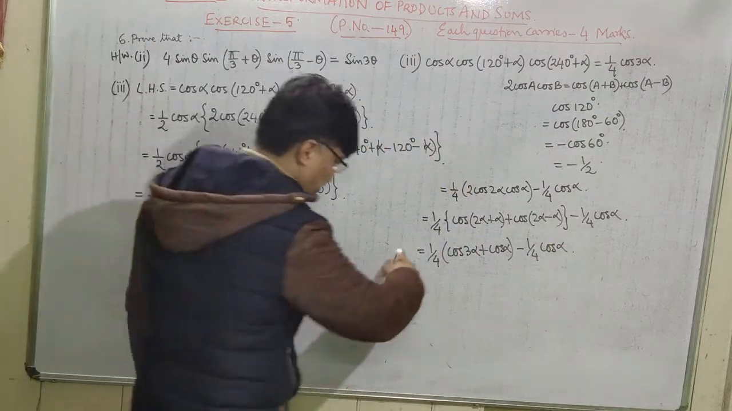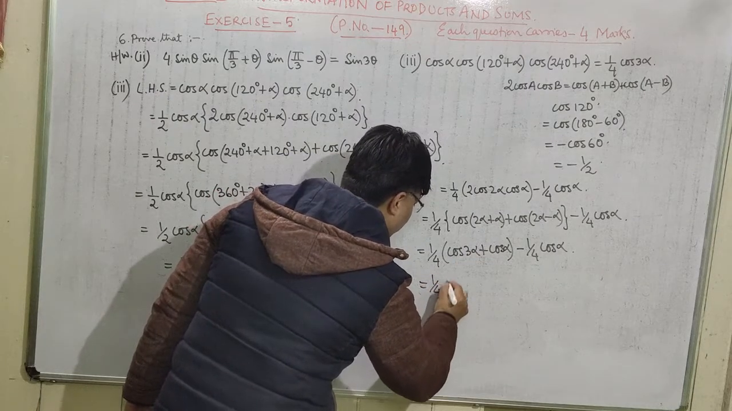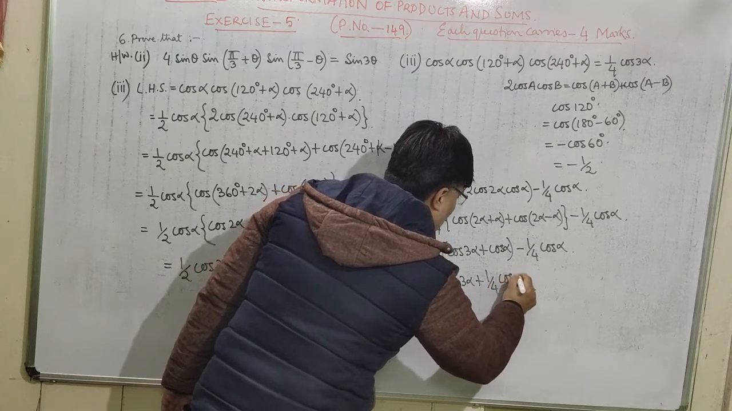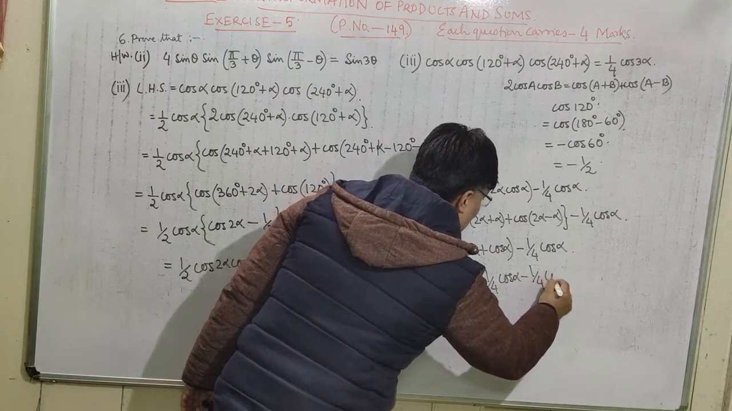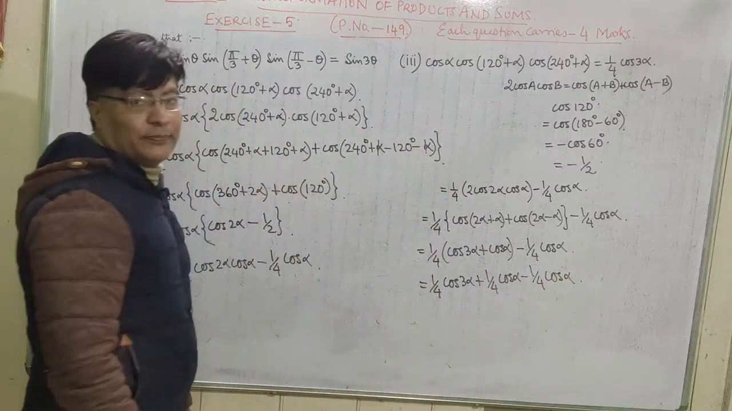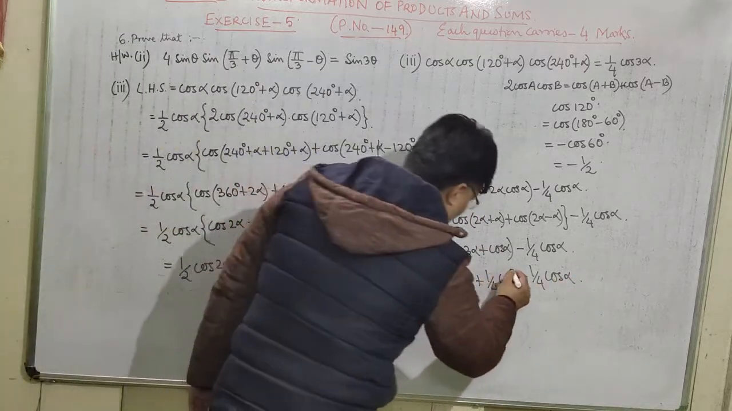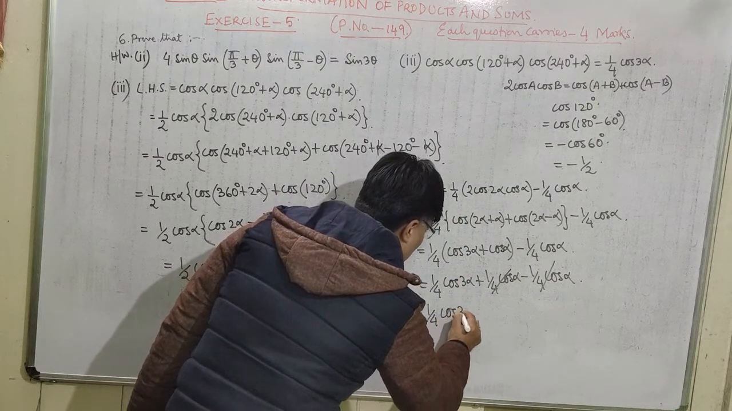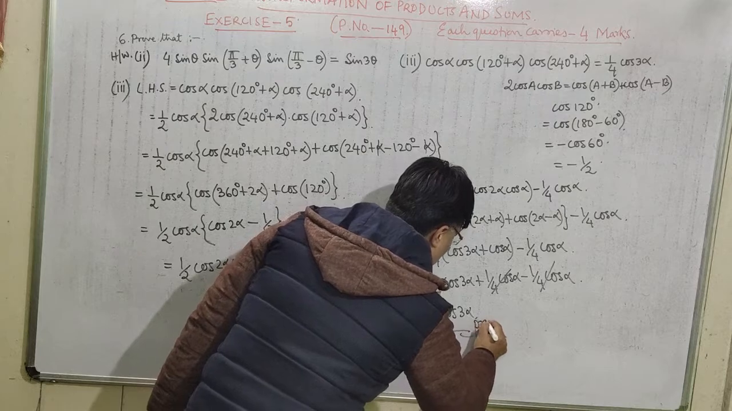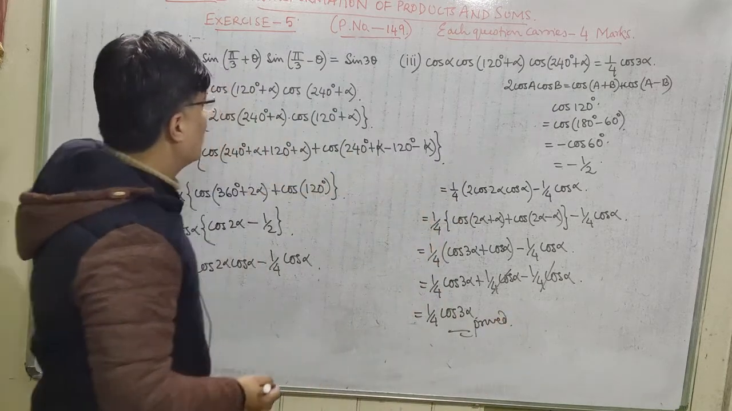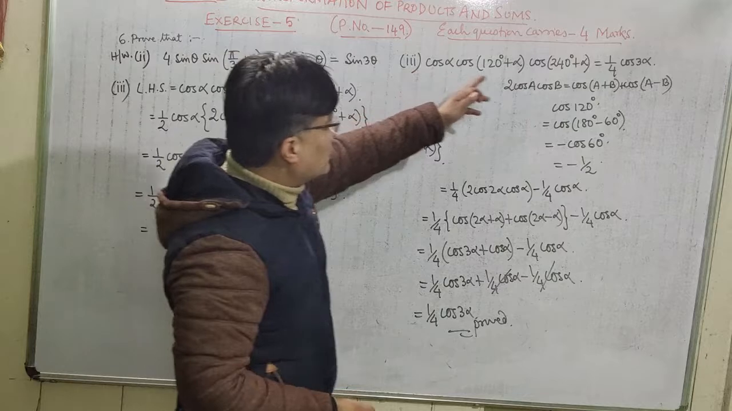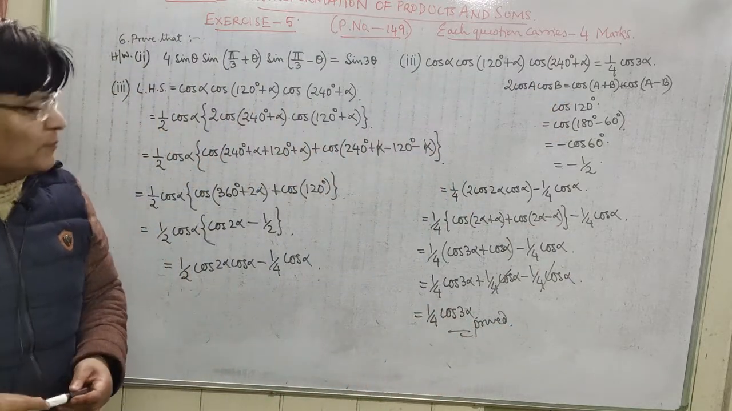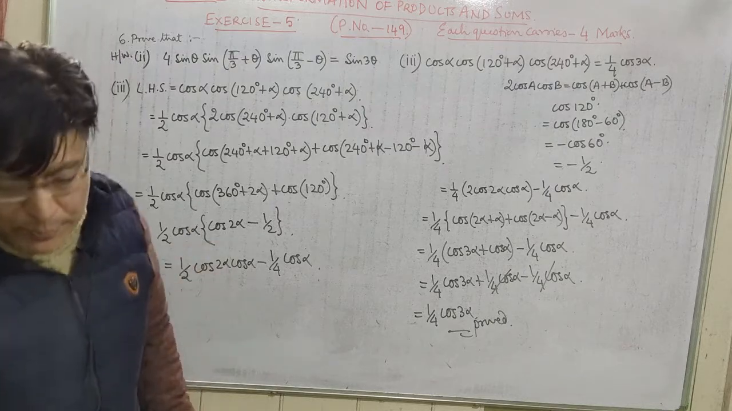So let us simplify it. Multiplied by 1/4, 1/4 cos 3 alpha plus 1/4 cos alpha minus 1/4 cos alpha. So you can cancel it. 1/4 cos alpha, 1/4 cos alpha gets cancelled. So which is equal to 1/4 cos 3 alpha. So this is the answer. Proved. So we have proved that this left hand side is equal to 1/4 cos 3 alpha. So we have done it. Okay. So you can copy it. Now we'll do the next problem.